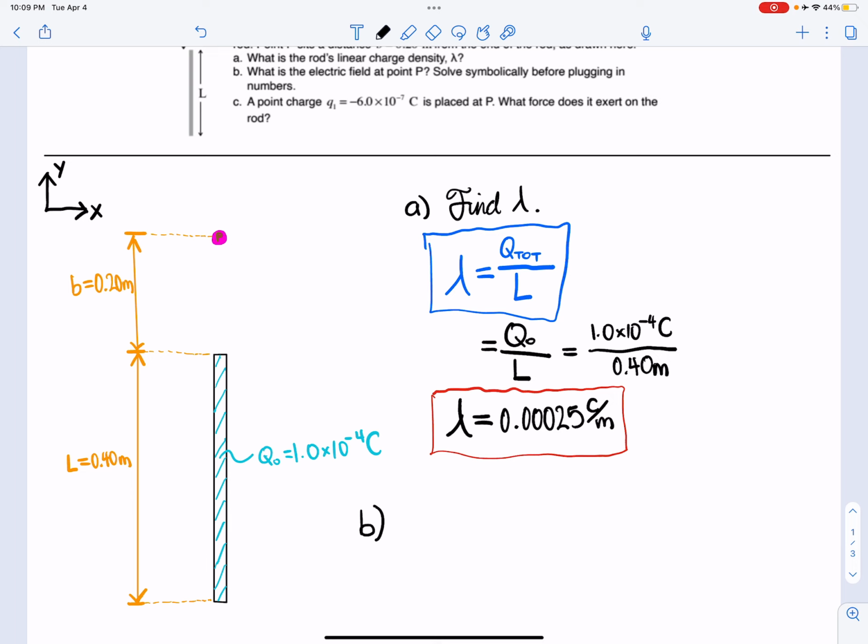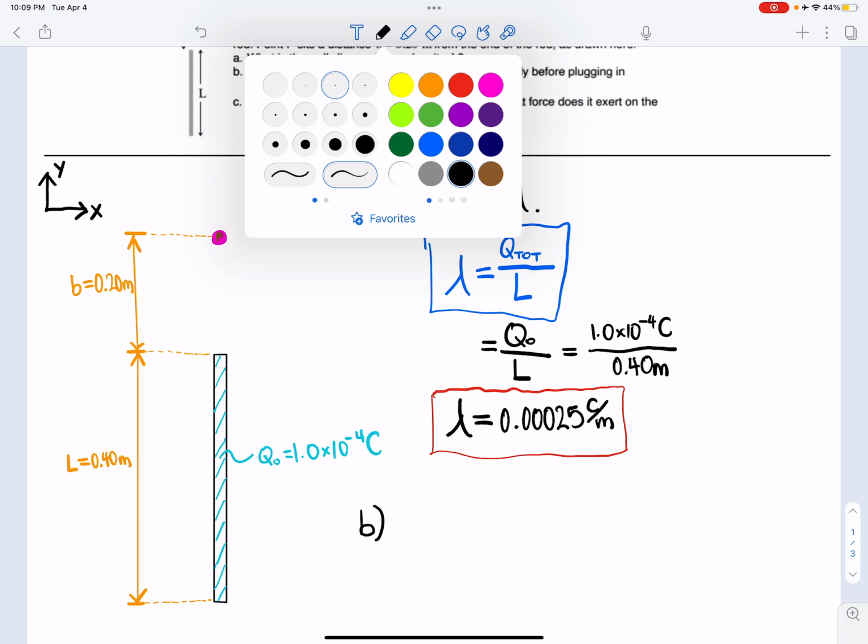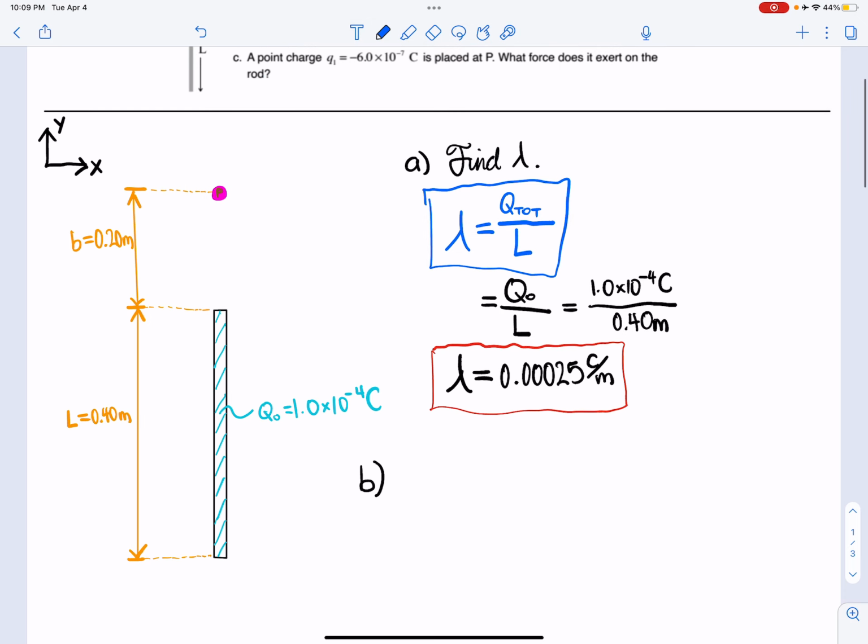So in order to do that, I will use the formula for a line charge, right? That's from chapter 20, section 4. So chapter 20, section 4, we have the formula for the electric field due to a line charge, and that's dE is equal to K times dQ over R squared R hat. I'm going to use this formula.